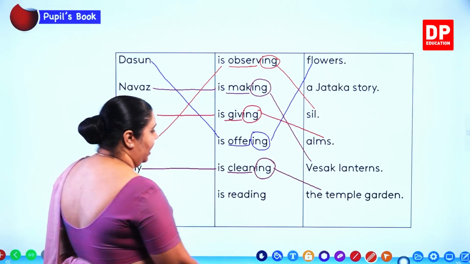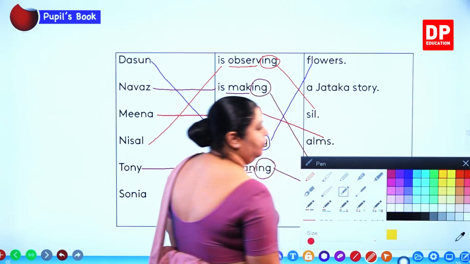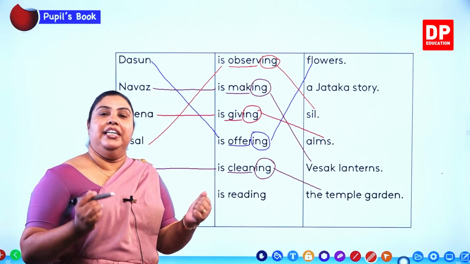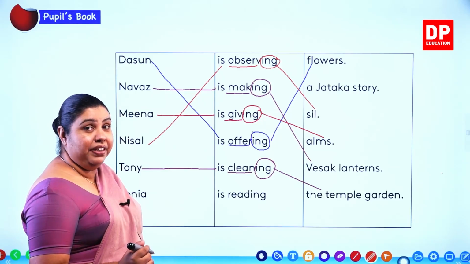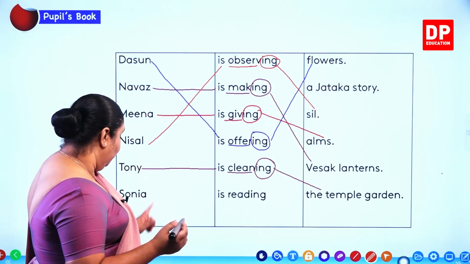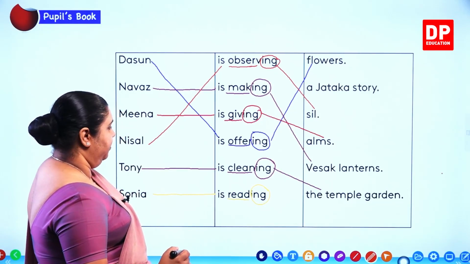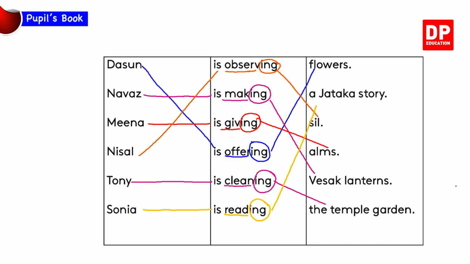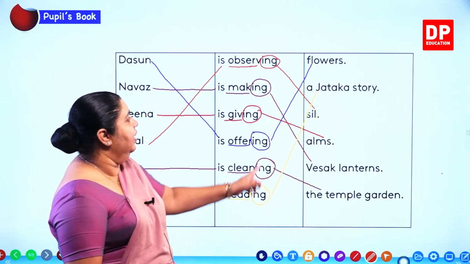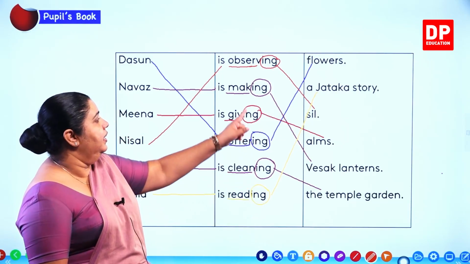Okay. Then the final one, the last one, Sonia. We'll take this color. Right. Last one, Sonia. What was Sonia doing? She was reading a book. And what is that book? It's a Jataka story because it's the Vesak festival. They are in the temple. They can't be reading storybooks. They have to read something relevant to Vesak. So, Sonia is reading. Sonia is reading a Jataka story. Shall we say the sentence once again? Sonia is reading a Jataka story.